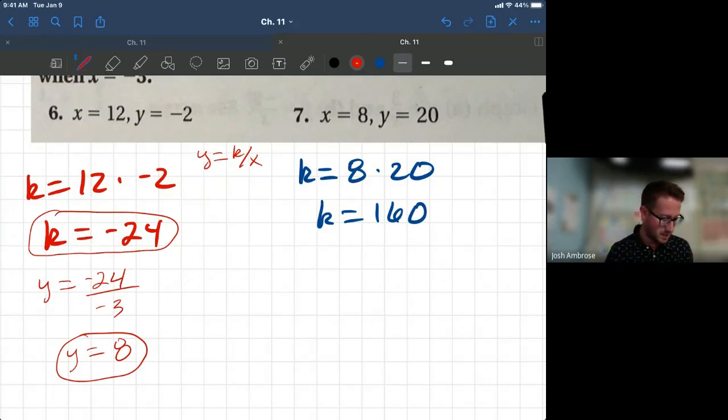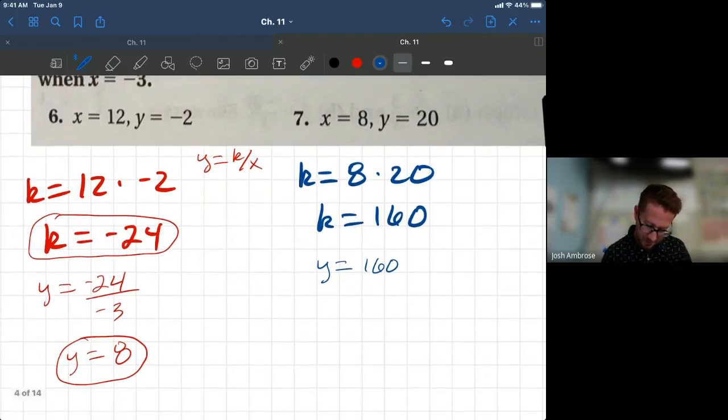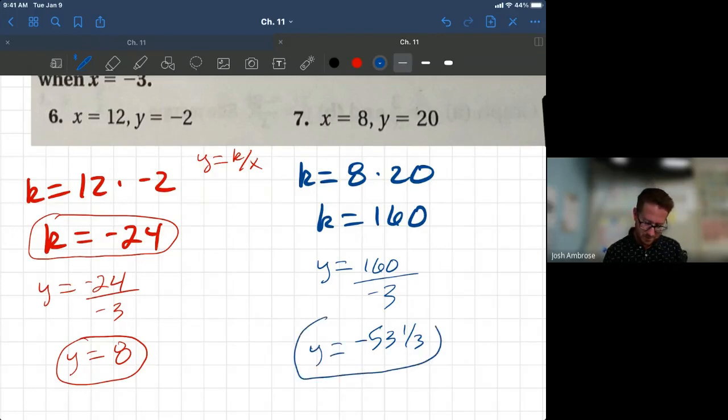Let's do the exact same thing over here. All right, go to blue. So now y equals 160 divided by, let's see, our value is negative 3. Negative 3. All right. And let's see, this is actually going to work out to be a fraction. And reduce this down. Let's see, negative 53 and a third. All right, that's our y equals value here. And don't forget, there's our k value right there.